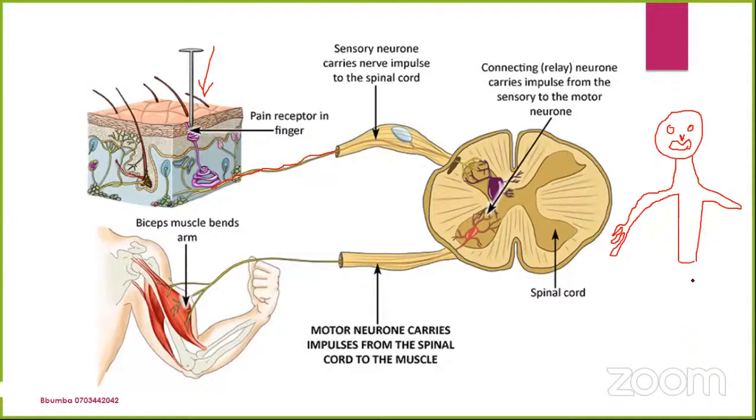Okay, those are your legs. Those are your legs, so I'm just assuming. So when a nail pierces your finger or a pin, this sensory neuron is going to transmit impulses along within your arm. Okay, and then it will go.